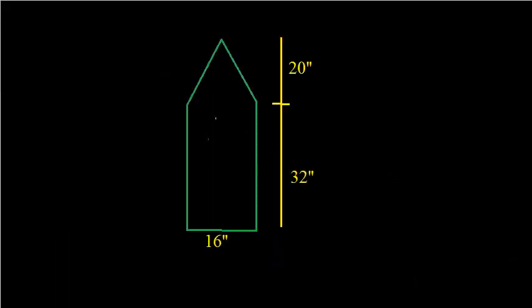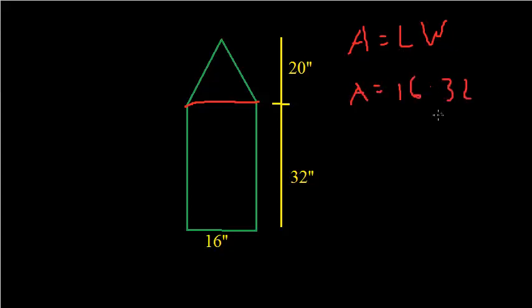Sometimes we have irregular shapes that we want to find the area of. So what we can do with something like this is break it into pieces that we do know how to find the area of and work with that. So for example, this piece, if I cut it here, I can see that I have a triangle and a rectangle. The rectangle then has a width of 16 inches and a length of 32 inches. Formula for area of a rectangle was length times width. So the area of that piece is 16 times 32.